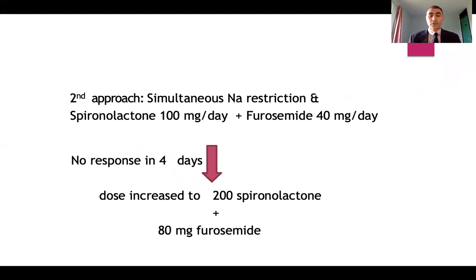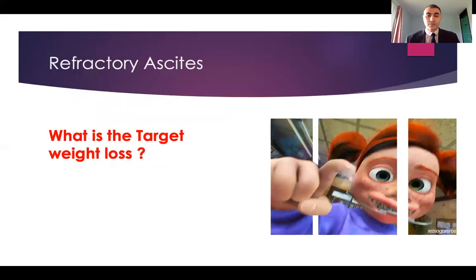The other approach, in order to avoid problems with hypokalemia, is to give spironolactone and furosemide together for 4 days. If no response, you double the dose. If no response, you double the dose again.